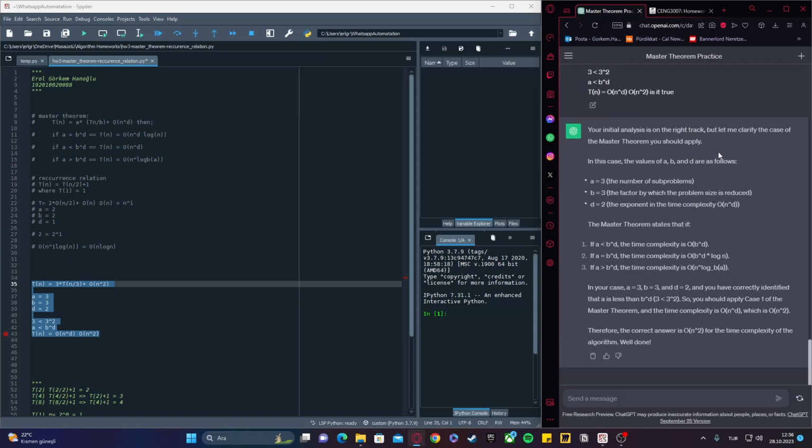ChatGPT says: it is right, but let me clarify the case of the master theorem you should apply. Okay, as we did, the time complexity... no, I'm sorry, I'm checking the wrong place. It's here, a less than b to the power d. So you should apply case 1 of the master theorem. Yeah, it's true.